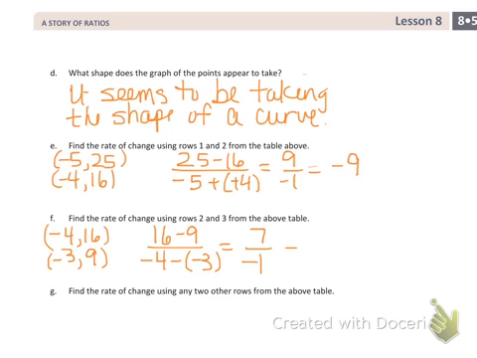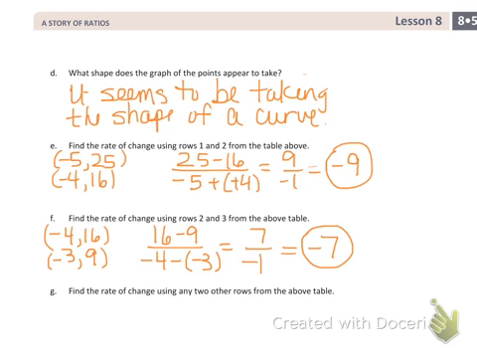Okay. So simple arithmetic can sometimes be hard. Okay, so the rate of change between those 2 points is negative 7. So we went from negative 9 to negative 7. So I already know we don't have a constant rate of change. So now I'm asked to find the rate of change using any 2 other rows from the above table.